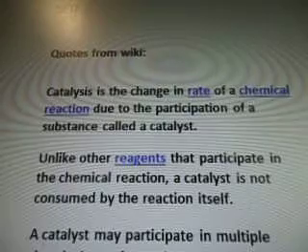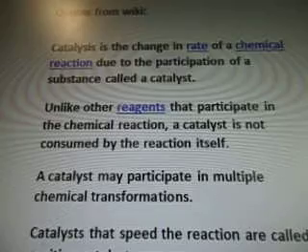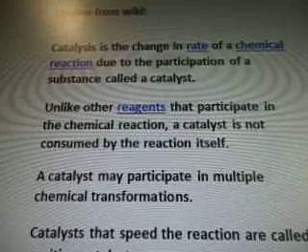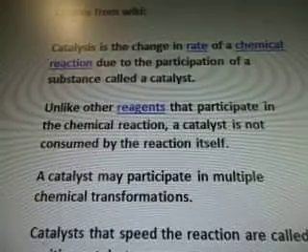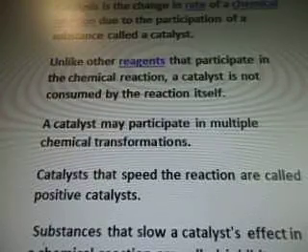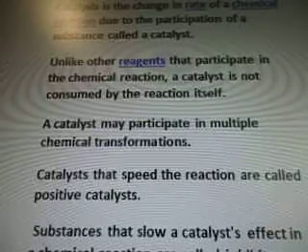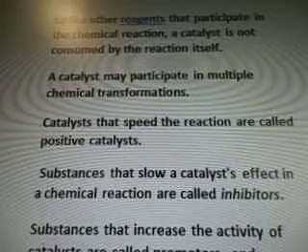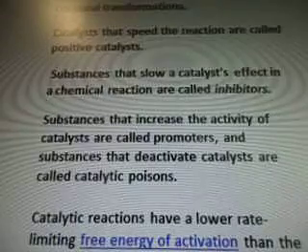Quotes from Wiki. Okay, so the catalyst is a change in rate of a chemical reaction due to the participation of a substance called a catalyst. Unlike other reagents that participate in the chemical reaction, a catalyst is not consumed by the reaction itself. A catalyst may participate in multiple chemical transformations. Catalysts that speed the reaction are called positive catalysts.